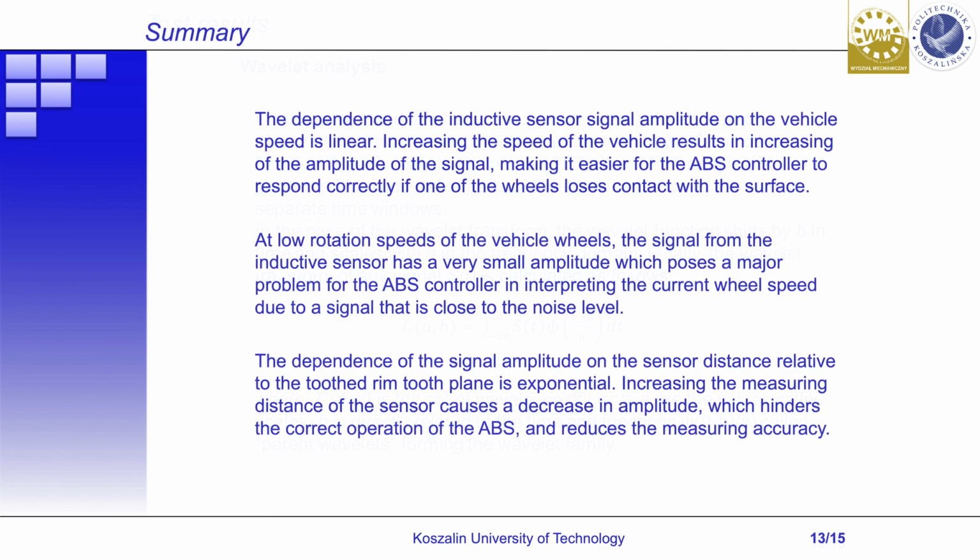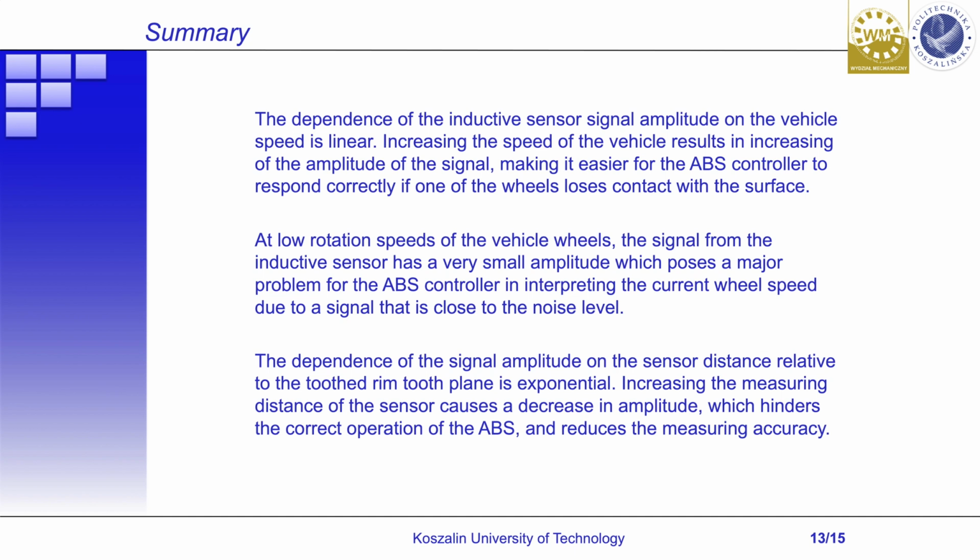The dependence of the inductive sensor signal amplitude on the vehicle speed is linear. Increasing the speed of the vehicle results in an increase of the amplitude of the signal, making it easier for the ABS controller to respond correctly if one of the wheels loses contact with the surface. At low rotation speeds of the vehicle wheels, the signal from the inductive sensor has a very small amplitude, which poses a major problem for the ABS controller in interpreting the current wheel speed due to a signal that is close to the noise level.